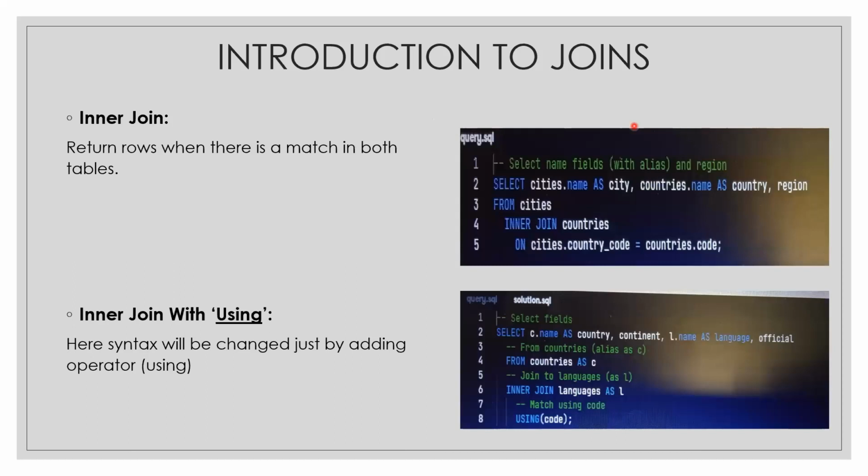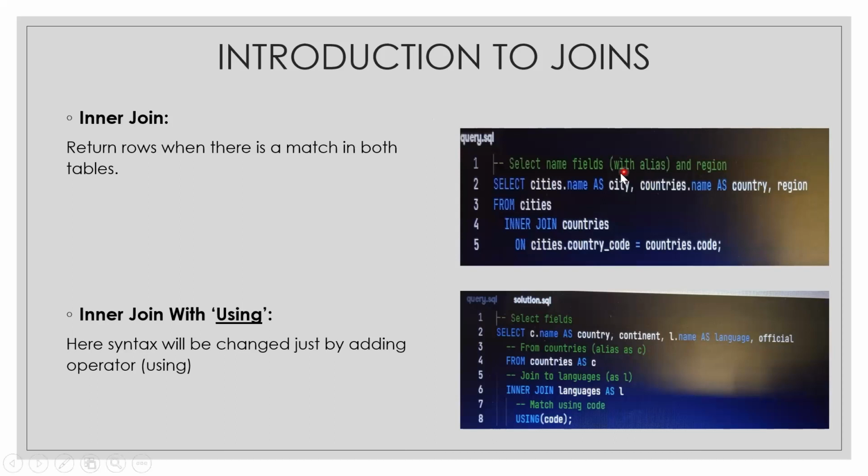Inner join. An inner join returns rows when there is a match in both tables. An inner join returns the result from the two tables that match in both the tables.